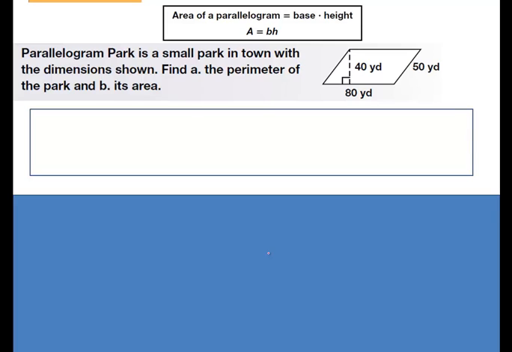We've got the parallelogram park, where we all love to go and skate. It's a small park in a town, and we have the dimensions here. Our assignment is to find the perimeter of the park and also the area. The perimeter you should all be able to do pretty rapidly. If you've got 50 here, you'll have 50 there, so that's 100. And if you have 80 here, you'll have 80 there, that'll be another 160. So our perimeter is going to be 260 yards.